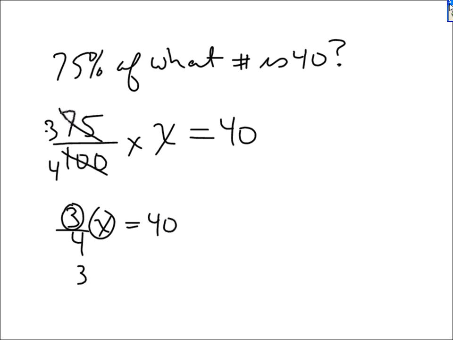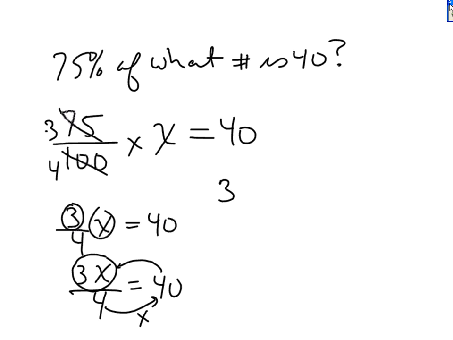Multiply the tops. 3 times x is just 3x. Over 4 is 40. Well, let's find out what the numerator should be. 4 times 40. 160 should equal the top. The top, 3x. I don't care what it looks like. I'm going to write it down and say it equals 160.